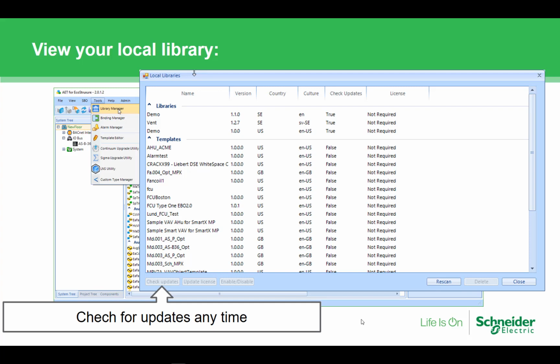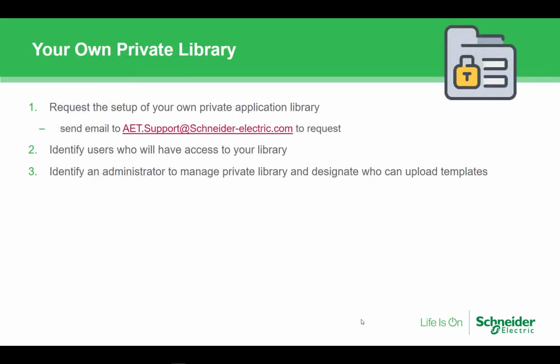So that was a good look at the global standards, but the AET also has the capability to support your own private library. Many groups have already set up their own private library where they can create and share local standards. It's easy to get the library set up for your group. Simply send a request to aet.support@schneider-electric.com to request your own private group.